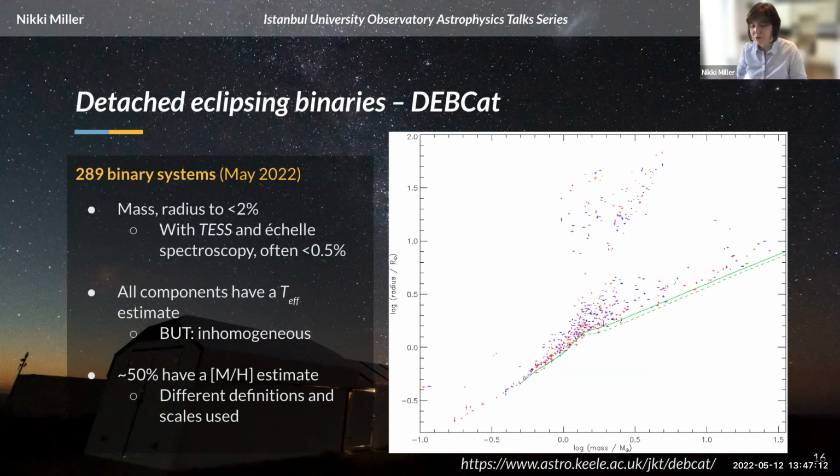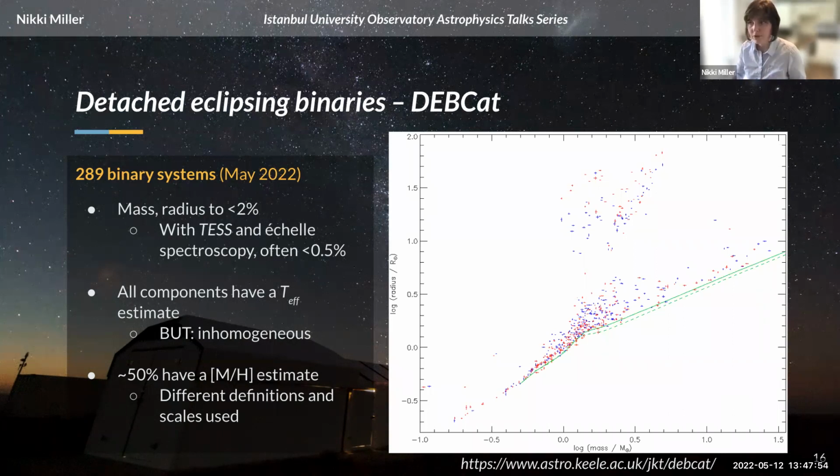So the current state of the art catalog of eclipsing binaries is DEBCat, hosted by John Taylor at Keele. And as of last week, there are 289 binary systems in this catalog with masses and radii measured to better than 2% uncertainty. So that's 289 systems, so that's twice as many stars. With TESS and modern Echelle spectroscopy, we can actually get better than that. We're routinely finding these days that we can get better than 0.5, 0.2% uncertainty on the mass and radius of stars in detached eclipsing binaries.